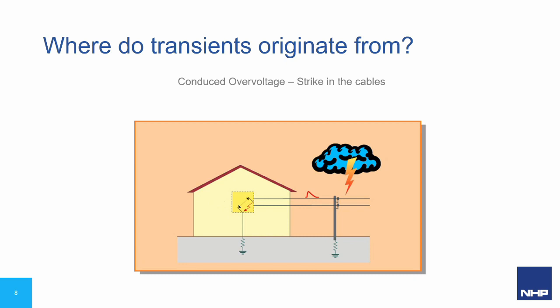Conducted overvoltage can also occur when lightning strikes nearby power cables. The transient propagates along the power line into the facility, once again potentially damaging any equipment referenced to Earth.